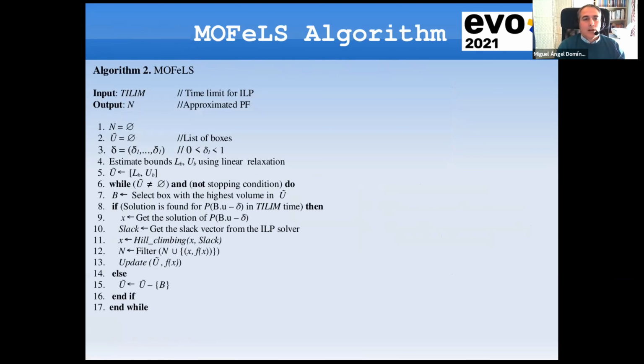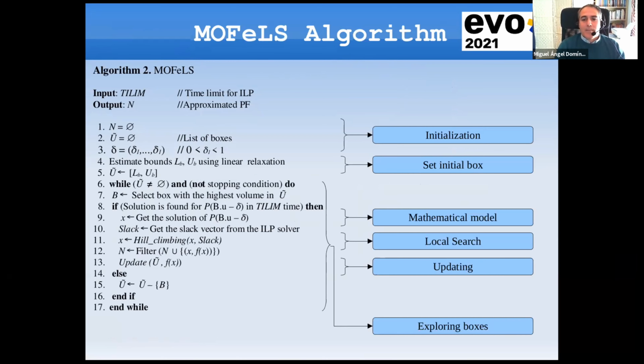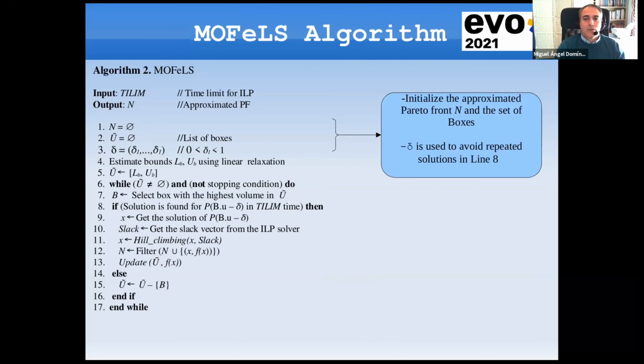This is our proposed algorithm called MoFels. This is the pseudocode. It is divided in 3 main parts. The first part is the initialization. We initialize the Pareto Front and the set of boxes as the empty set.